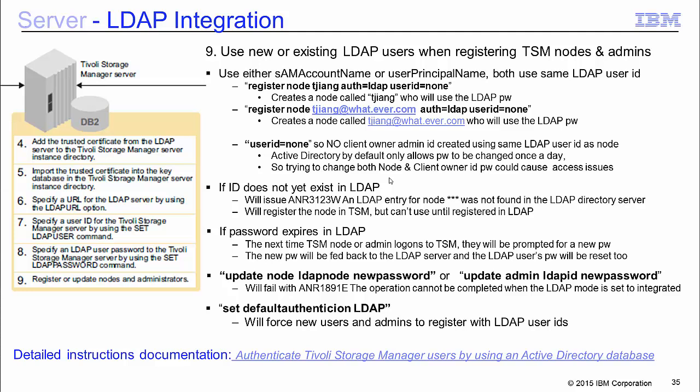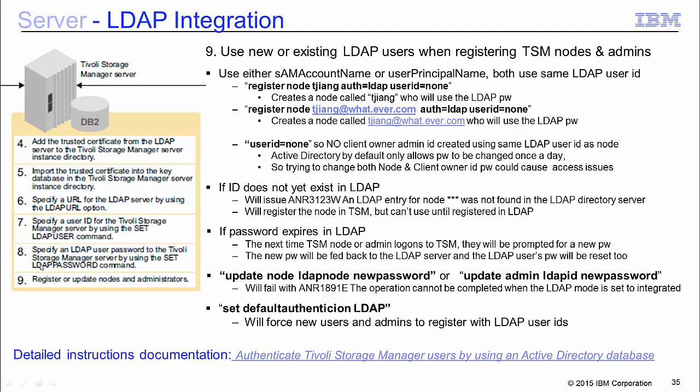You can also create a TSM node even if the ID does not yet exist in LDAP. So if I did a register node for Kevin and Kevin does not yet exist inside of the LDAP server, the Spectrum Protect server will issue this ANR3123W command, which basically says node Kevin was not found. It'll still register the node inside of Spectrum Protect, but you can't use that until I go out to the LDAP and register Kevin. Once that's done, then I can start using that node inside of Spectrum Protect.